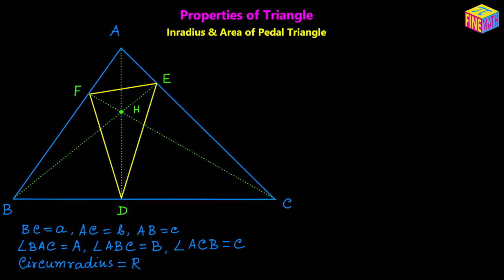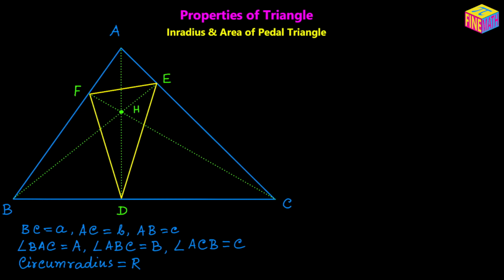I have already created a separate video on the pedal triangle where I have derived the interior angles of a pedal triangle, the side lengths of a pedal triangle, and the circumradius of a pedal triangle. Now in this video I am going to derive the inradius of a pedal triangle and the area of a pedal triangle. I have shared the link of that video in the description, feel free to watch it.